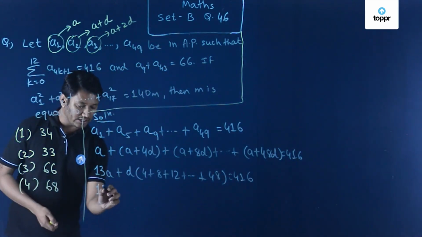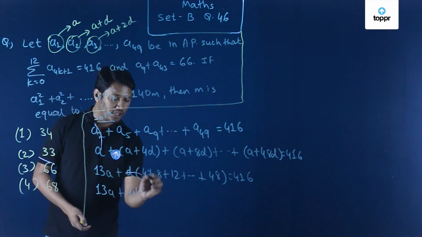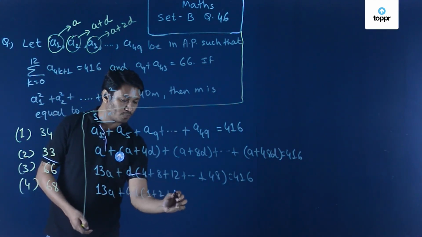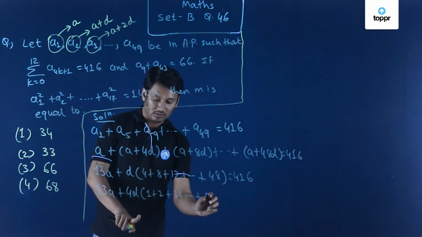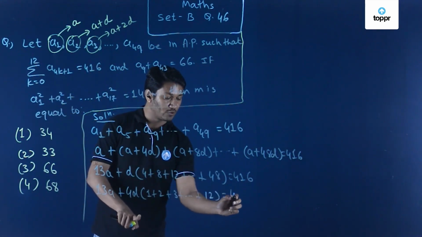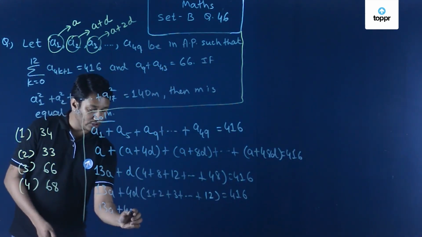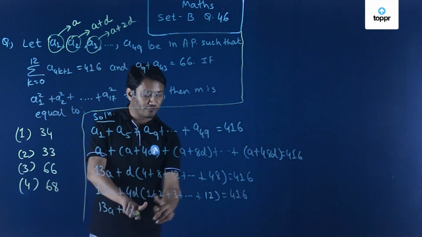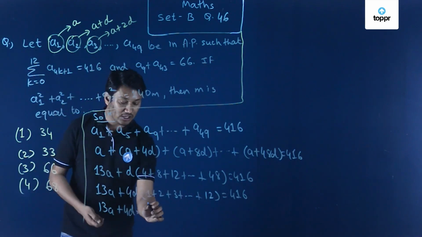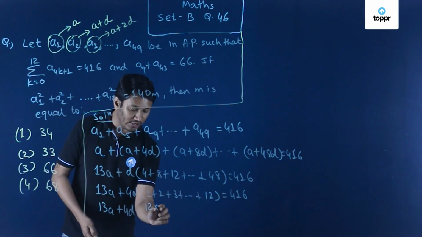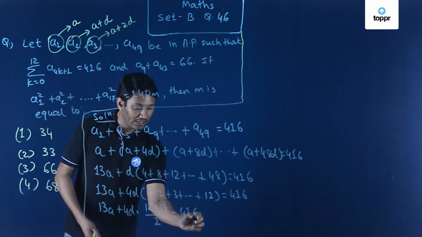This can further be written as 13A plus, taking 4 outside, 4D times 1 plus 2 plus 3 up to the last, which is 12. This is equal to 416. Now 13A plus 4D times the sum of the first n natural numbers, where n is 12, which is n into n plus 1 upon 2. So 12 into 12 plus 1, which is 13, upon 2. Now this is 416. Let us simplify this.